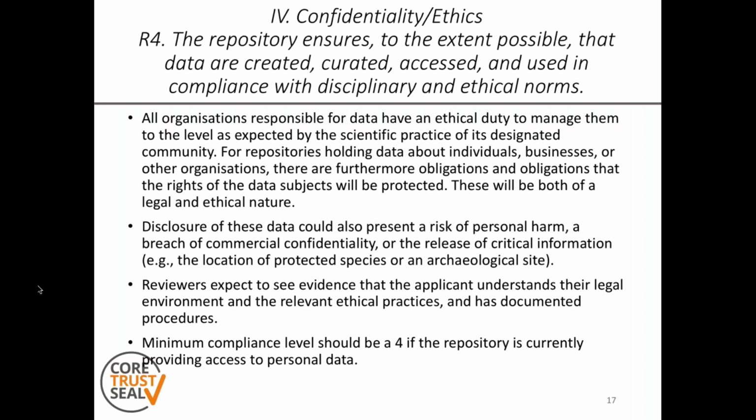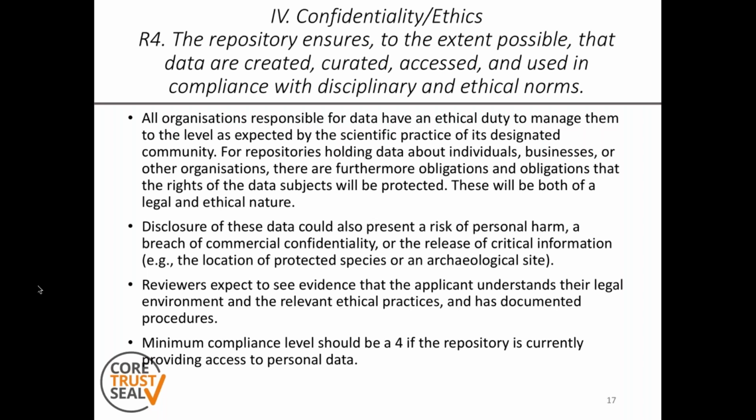It follows legal, so it should follow the laws, but it should also follow the so-called soft laws, the codes of conduct, as they are often described. In many countries, there are codes of conduct for handling, in particular, personal data and/or for research. And these should be followed by the repository. There should be an awareness at least, but it should be clear from the licenses that all these different obligations and rules are followed.